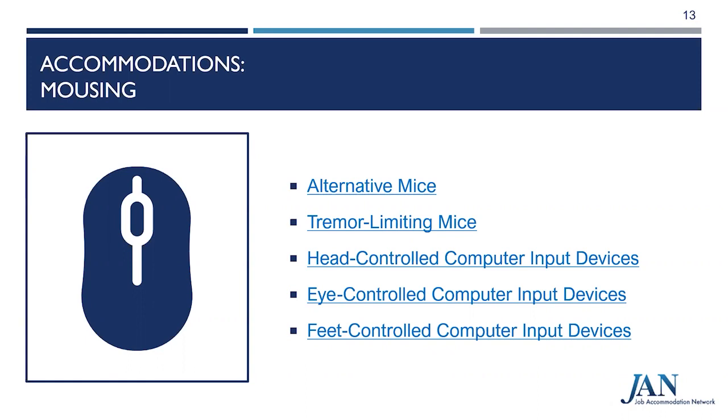For more specific options, a common issue that we hear about regarding mousing needs would be hand or arm tremors, making using the mouse difficult.